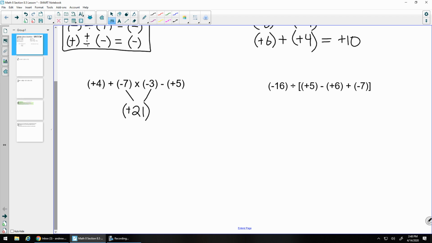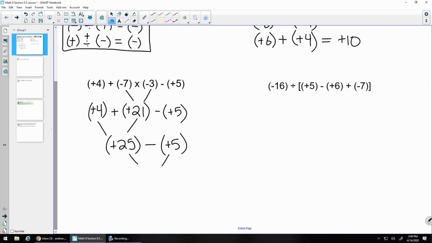And now I'm going to bring down the rest of my equation to keep it in the same order, because that's very important. So I just write the rest of it down onto this next line. And now it's just addition and subtraction left. So I'm going to start on the left. +4 plus +21, well, that's +25. Okay, and now I'm going to be subtracting. I bring the rest down, so I'm just doing one step at a time. I'm going to be subtracting +5. And the final answer, 25 minus 5, is 20. There we go. There's our answer.